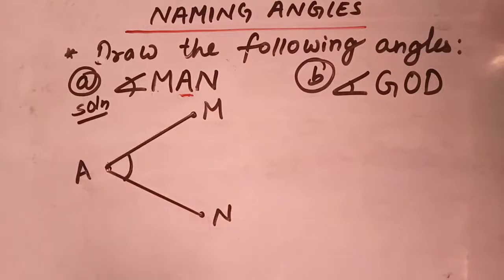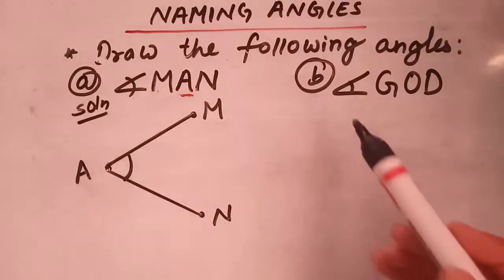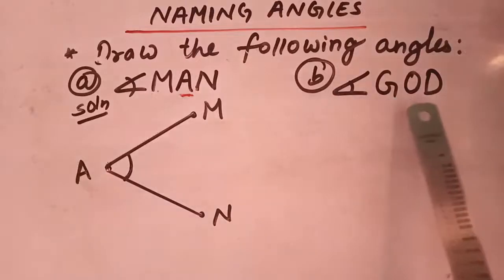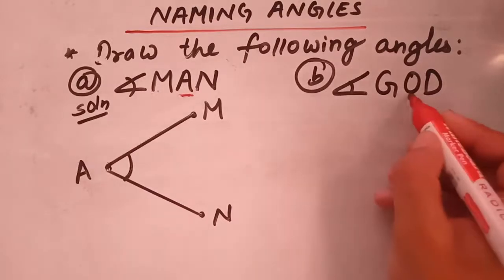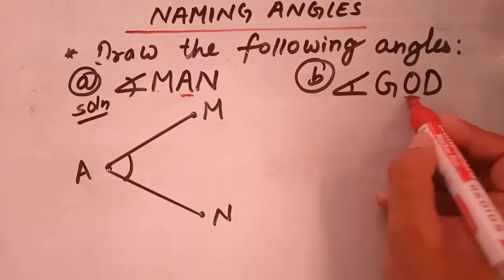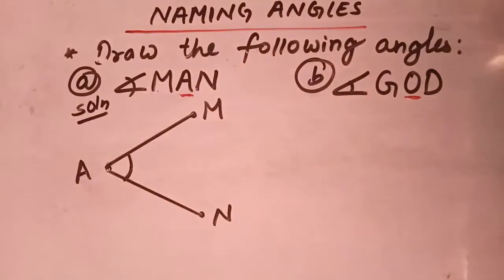So students, now let's move towards the next question. Our next question is angle GOD. Here again you have to consider the vertex. As we all know, the vertex lies in the middle, so here in the middle there is O. While drawing the angle, O must be your vertex. So students, let's draw the angle.